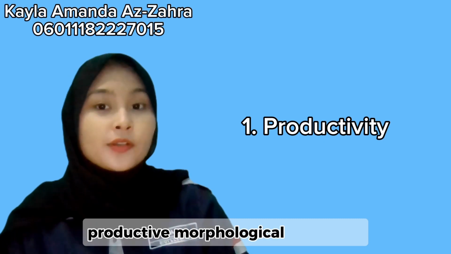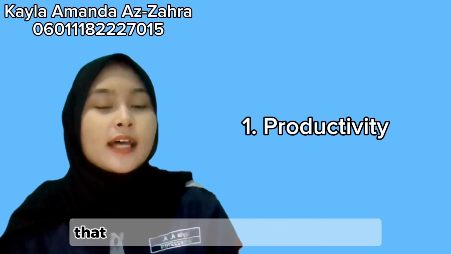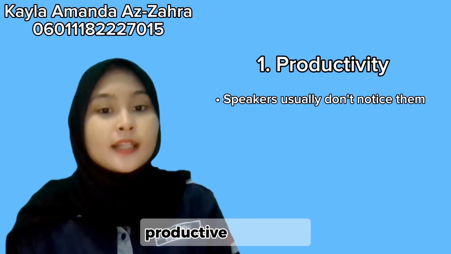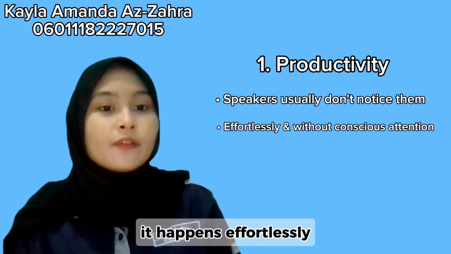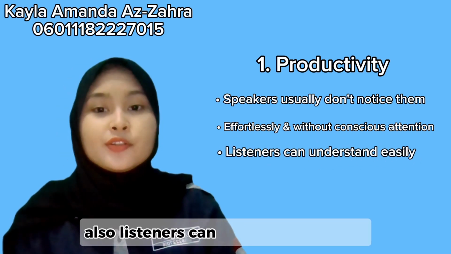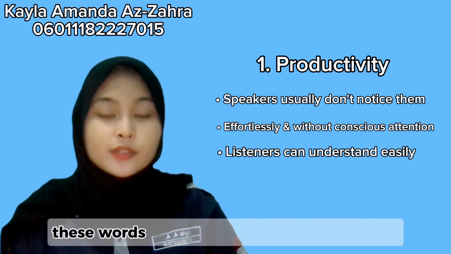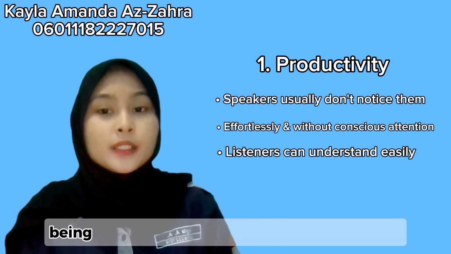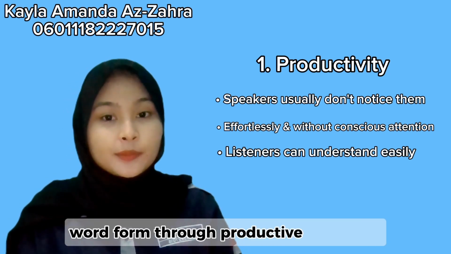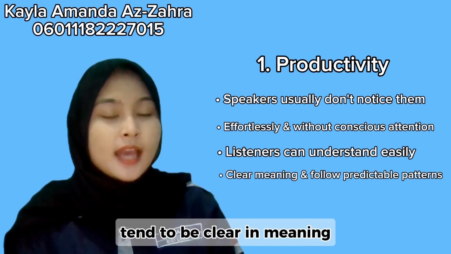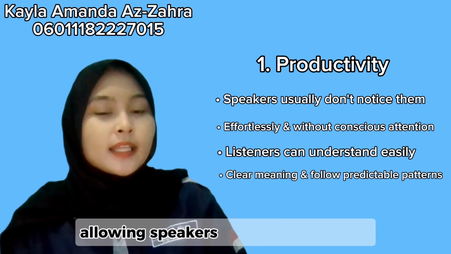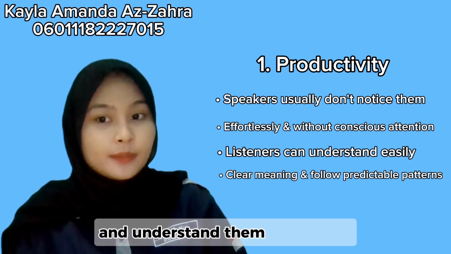Productive morphological processes occur so regularly that speakers don't usually notice them. When we create words using highly productive processes, it happens effortlessly and usually without conscious attention. Also, listeners can usually understand these words without paying special attention to them being new. Productivity is tied to transparency. Words formed through productive processes tend to be clear in meaning, easy to segment, and follow predictable patterns, allowing speakers and listeners to use and understand them seamlessly.